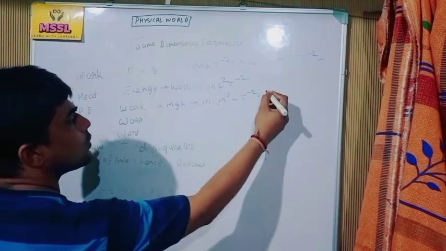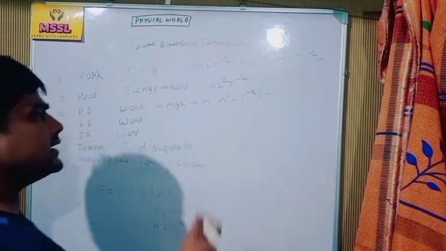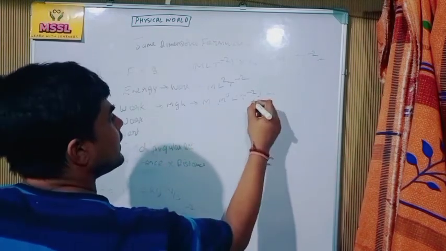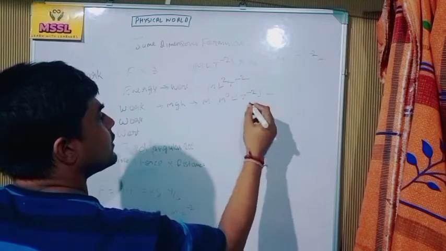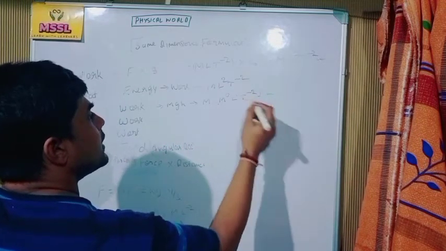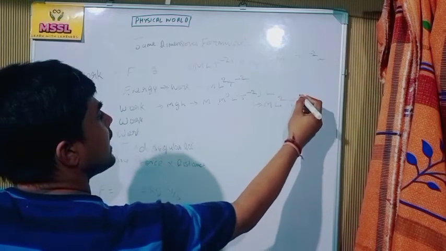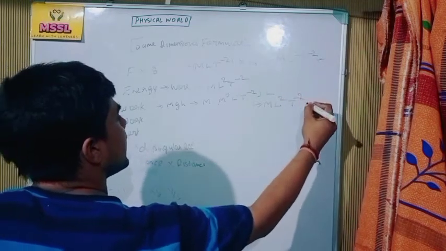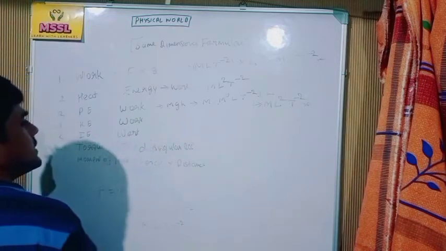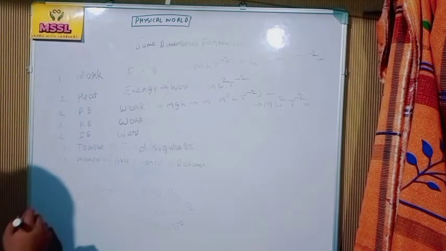And this is what L. And finally, when we conclude that, we will get M, now L2, and T minus 2. So you can see it's the same dimensional formula for potential energy.